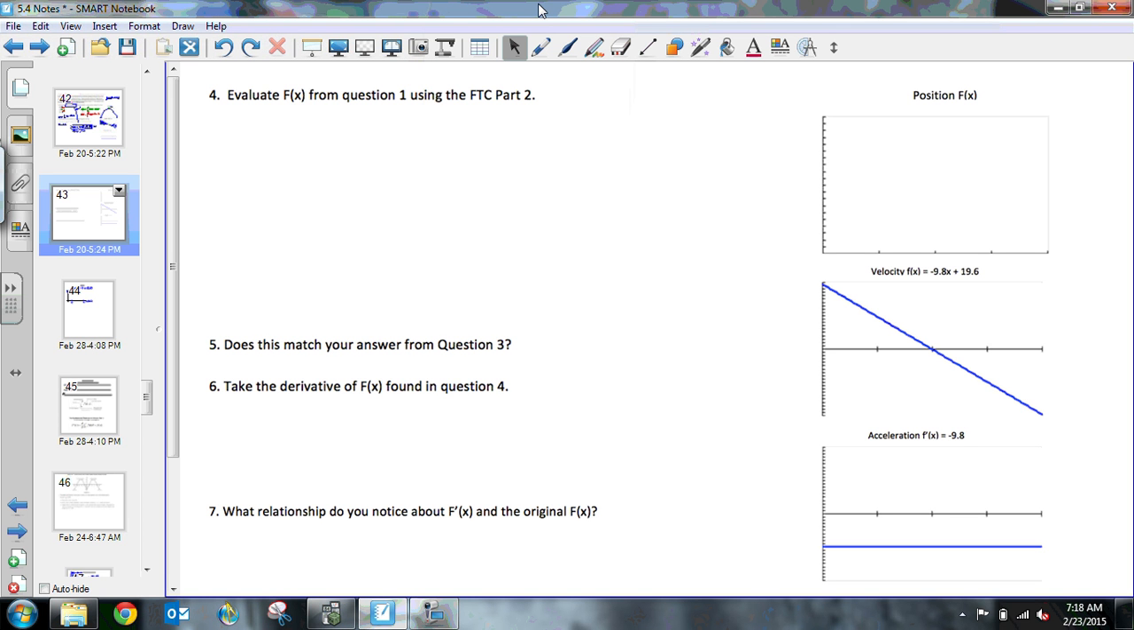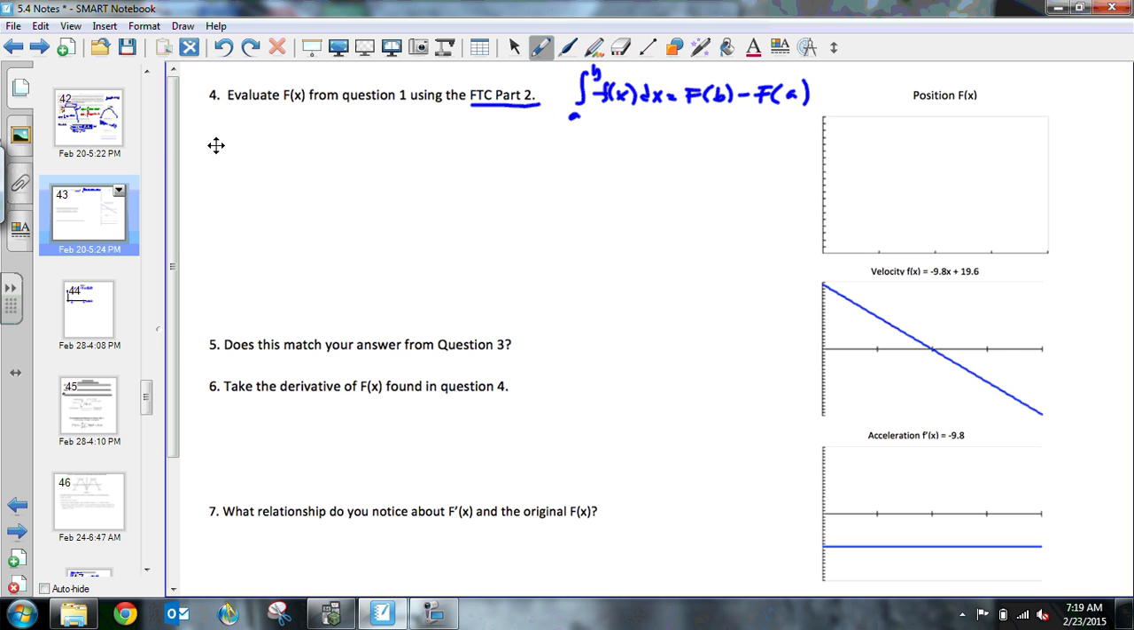Okay, welcome back. Let's continue the worksheet that we were doing in class. In question 4, it says evaluate big F of x from question 1 using the Fundamental Theorem of Calculus Part 2. Remember, that's when you have the integral from a to b of little f of x dx equal to big F of b minus big F of a.